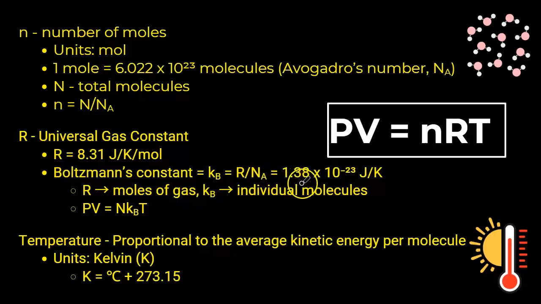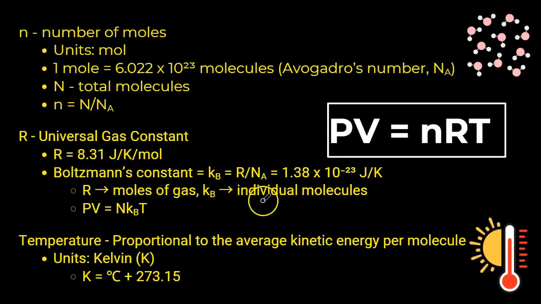And the value is 1.38 times 10 to the negative 23rd joules per Kelvin. So when would you use the universal gas constant? When would you use Boltzmann's constant? Well, if you're working with moles, then you're going to use the universal gas constant. But if you're working with individual molecules, then the Boltzmann constant would be easier to work with.